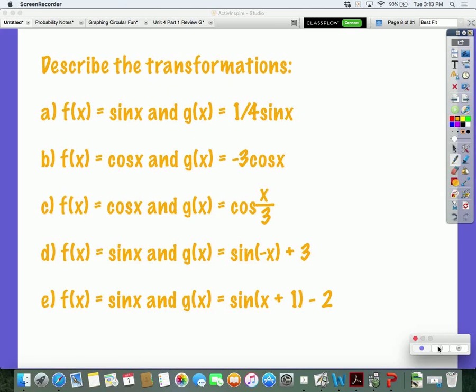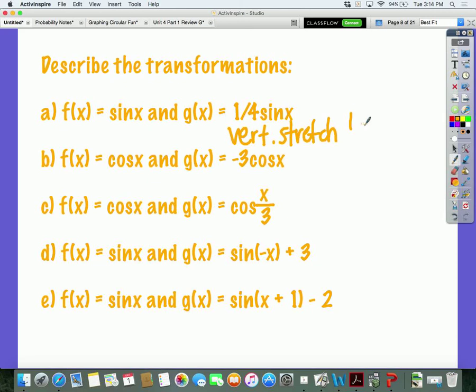All of the f of x's are your original basic sine x, cosine x function. But g of x, there's some type of transformation. So that 1/4 in front of that sine x, what type of transformation is that? Vertical. It's a vertical stretch by a factor of what?